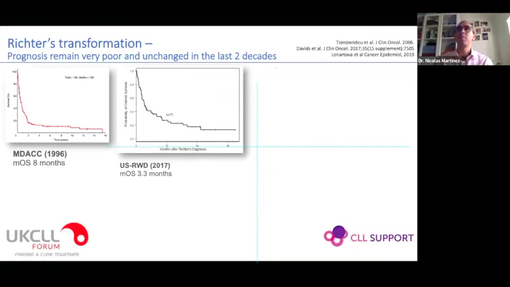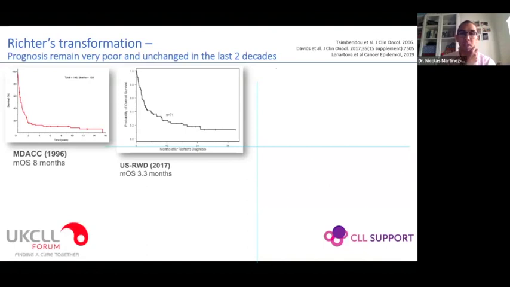So what happens with Richters? How do you tell the patients what's going to become of me, or what's going to happen with me with this new diagnosis of Richters? And sadly, we've gone through 2 decades of research, and sadly we haven't had much progress. So you can see this previous series on the left-hand side from the MD Anderson back from 1996 shows that the median overall survival was 8 months, and this real-world cohort from the US, nearly 10 years later, the overall survival is not very different.